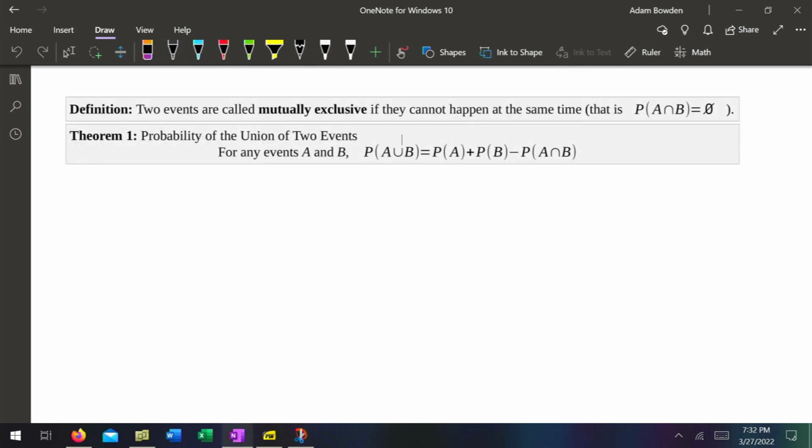This is the definition of mutually exclusive. So for 2 events, called A and B in this case, we can say they are mutually exclusive if they cannot happen at the same time. And in the notation that we're using, that means the probability of A intersect B is equal to the empty set. That also leads us to a formula that calculates the probability of the union of two events. The probability of A union B is equal to the probability of A plus the probability of B minus the probability of A intersect B.